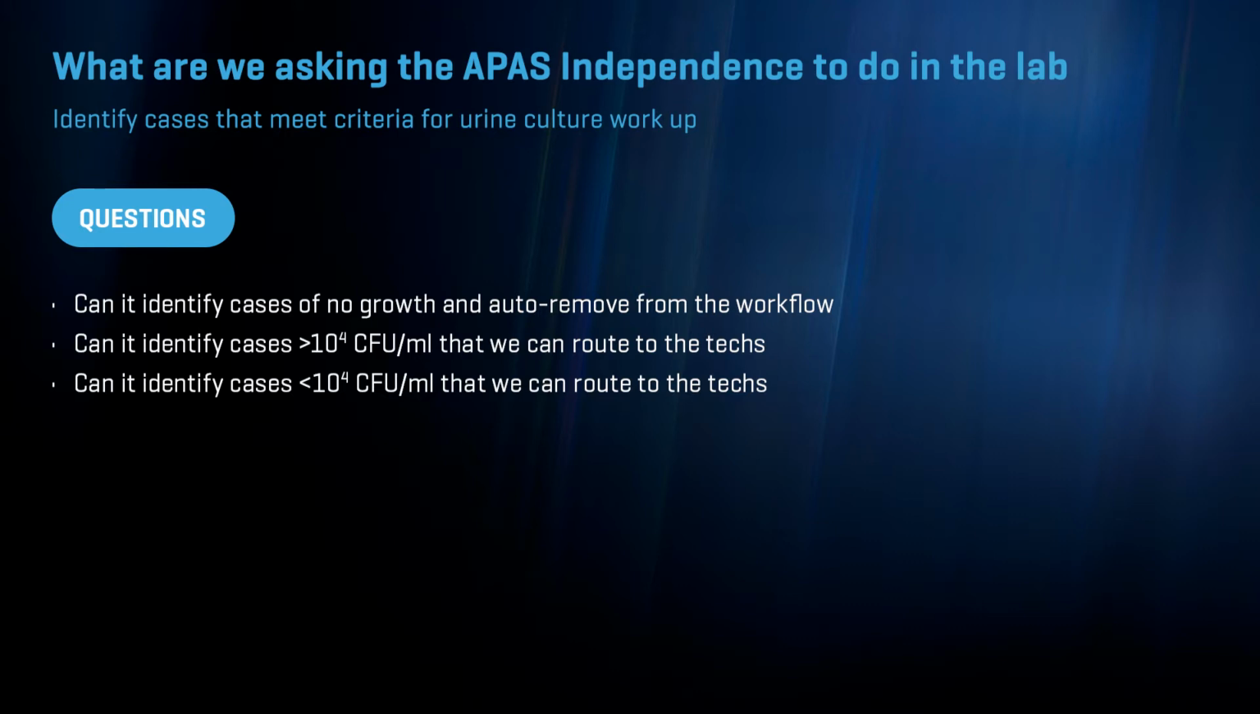Can the system identify cases of no growth and auto-remove those from the workflow? Can it identify cases at greater than 10 to the fourth colony-forming units per mil that we can successfully route to the techs with a degree of high priority cultures? And can it identify cases and enumerate cases of less than 10 to the fourth that we can also route to the techs as a lower priority culture?